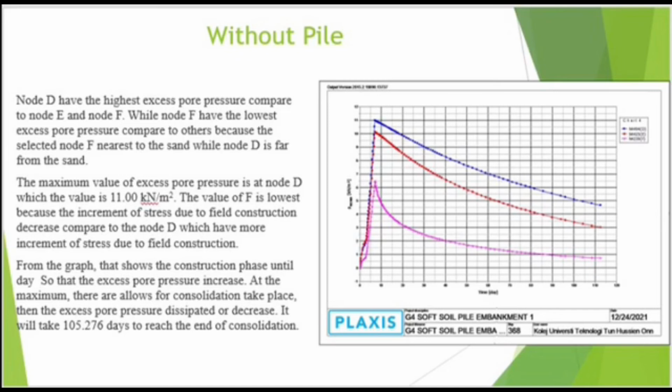So the maximum value of the excess pore pressure is at node D, which is 11 kN per meter square. The value at F is lowest because the increment of stress due to the fill construction decreases compared to node D, which has more increment of stress due to the fill construction. From the graph, the construction phase lasts until day 7, so the excess pore pressure increases to the maximum, then allows for consolidation to take place.